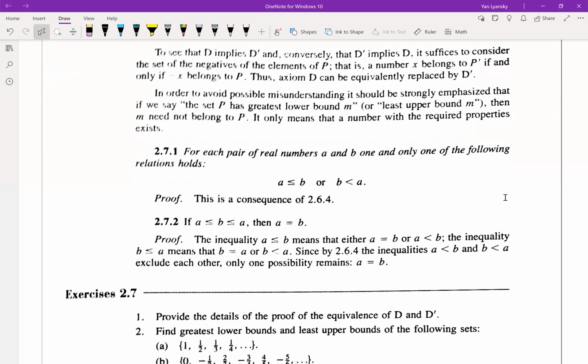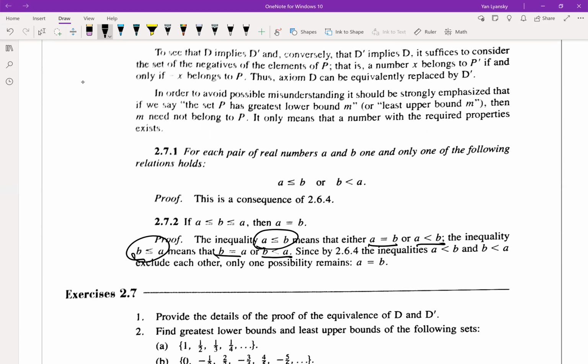For each pair of real numbers A and B, only one of the following relations holds: A is less than or equal to B, or B is less than A. This is a consequence of 2.6.4, the trichotomy; this is two of the three, and this is the third. It's either one or the other. If A is less than or equal to B and B is less than or equal to A, then A is equal to B. This inequality implies either this holds or this holds, and this inequality implies either this holds or this holds.